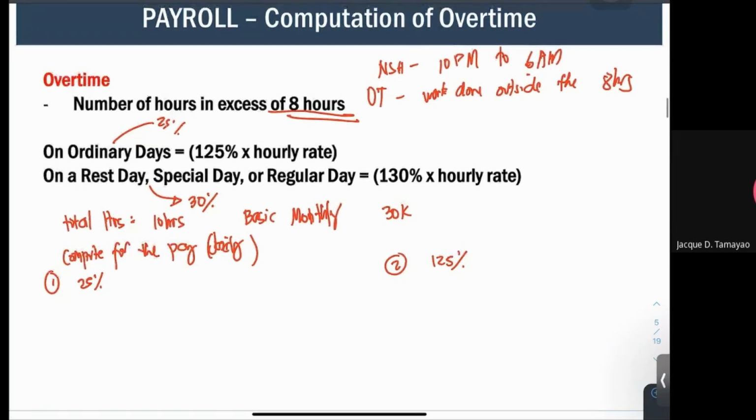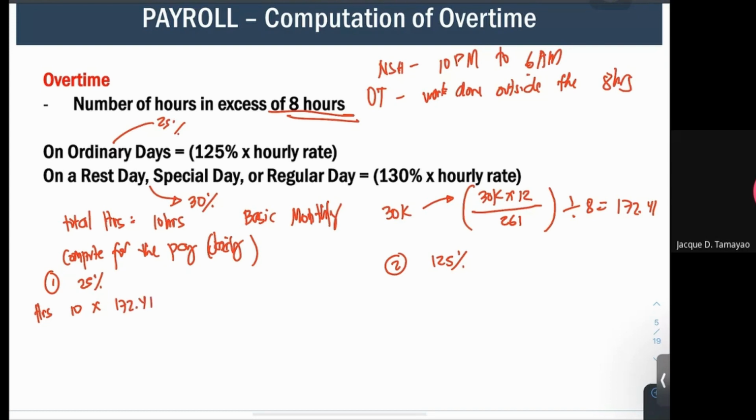Okay. So first one, our total hours is 10 hours. So hours work 10 multiplied by our hourly rate. Let's compute our hourly rate here. So 30,000 multiplied by 12 divided by 261 days divided by 8. So what is our hourly rate? 30,000 multiplied by 12 divided by 261 divided by 8. 172.41. Okay. So this is 172.41.